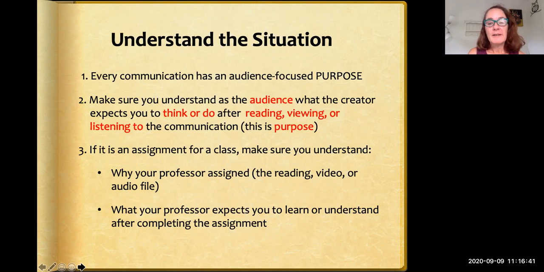Every communication has an audience-focused purpose, but you have to make sure you understand as the audience what the creator expects you to think or do after reading, viewing, or listening to the communication. If it is an assignment for a class, make sure you understand why your professor assigned the reading, the video, or the audio file, and what your professor expects you to learn or understand after completing the assignment.